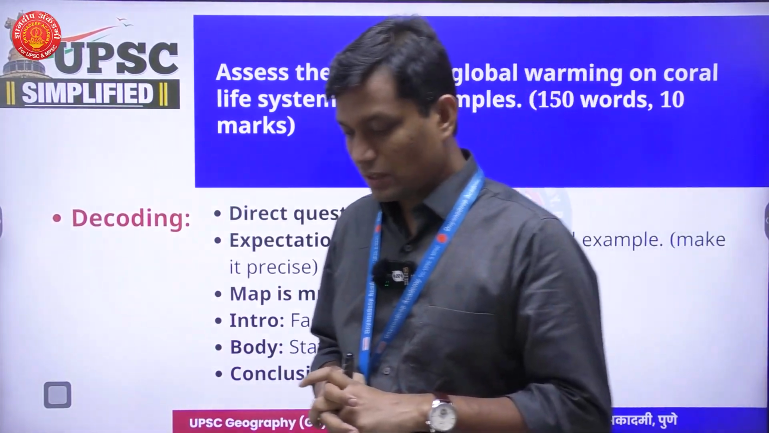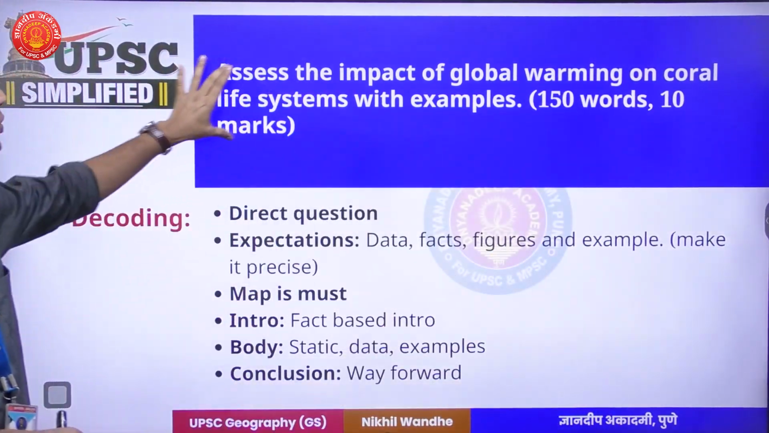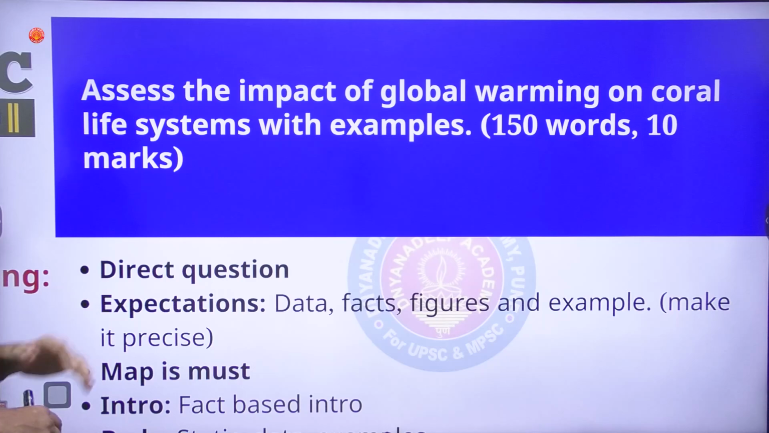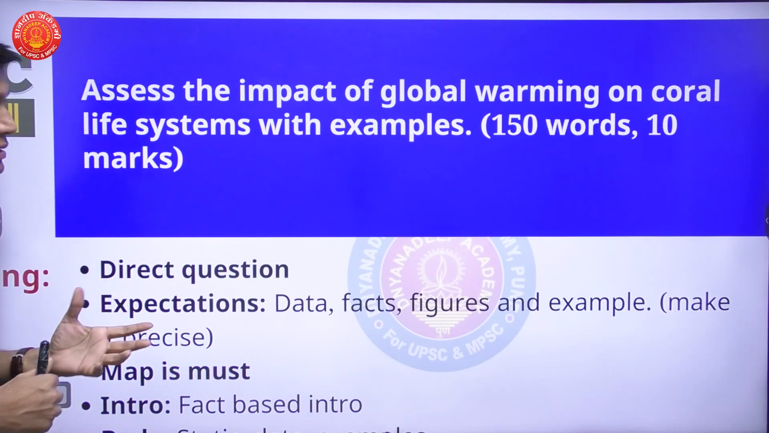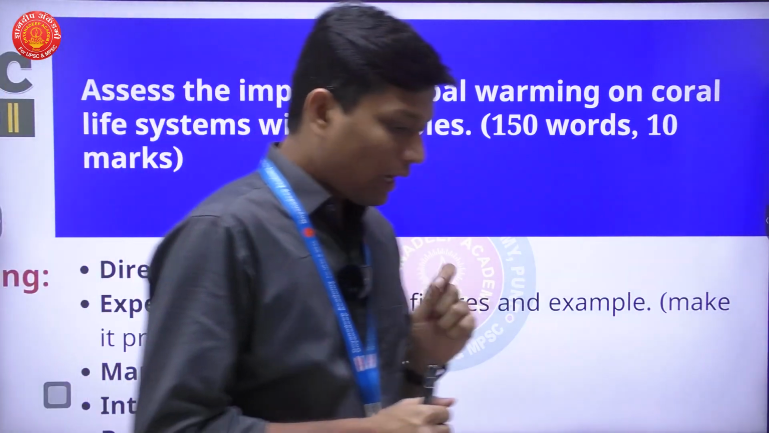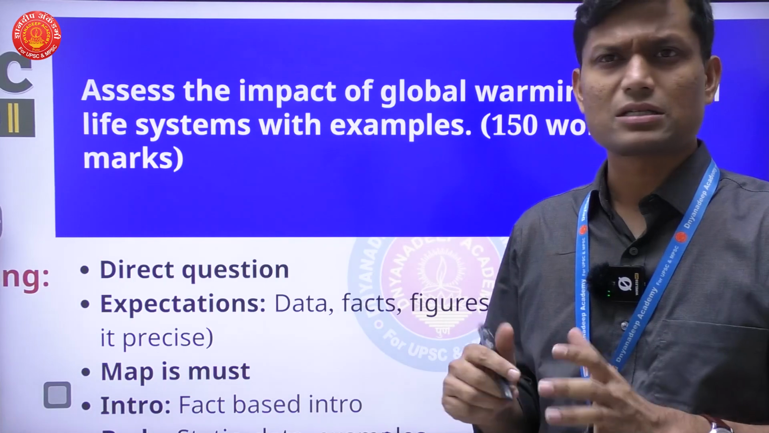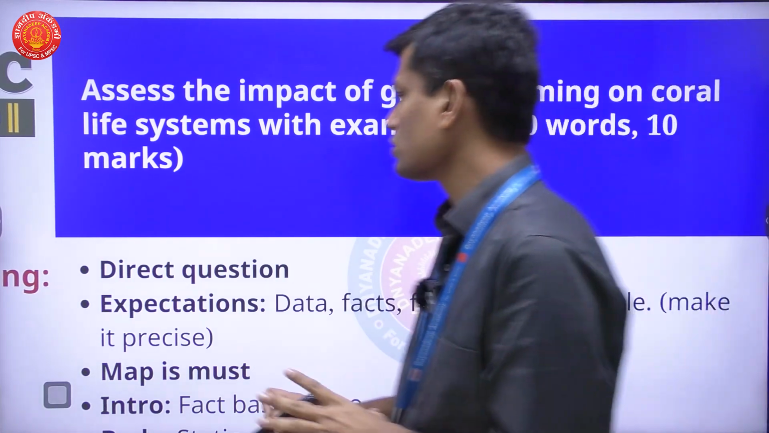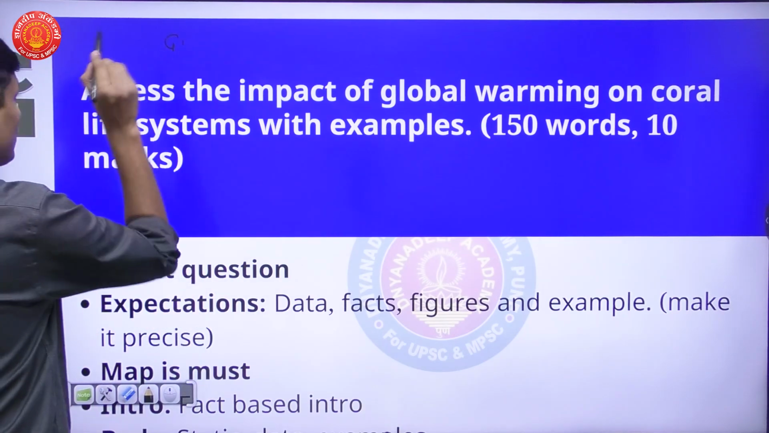So here we'll be discussing one more question from UPSC PYQs from geography. The question is: assess the impact of global warming on coral life systems with examples. If you look at the question at first glance, you will feel that this is a question from environment, but this hasn't been asked in environment. This is a question from GS paper 1 and this is from geography only.